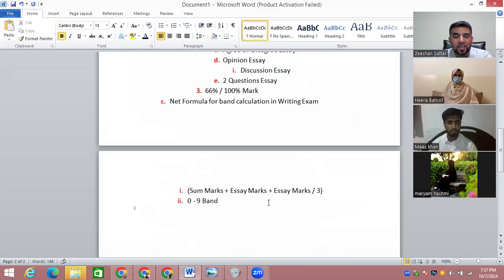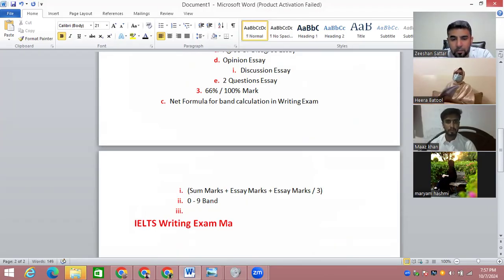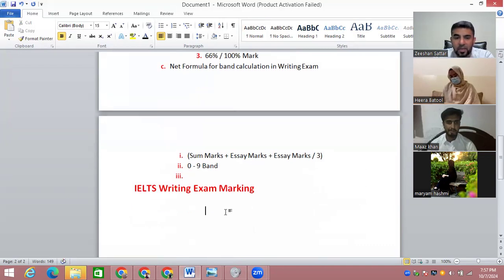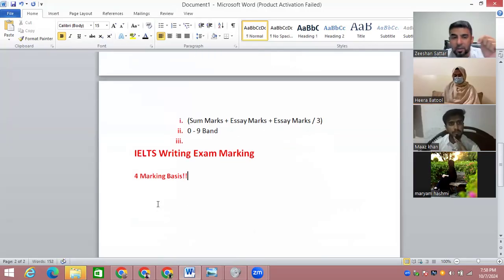So now, what we need to discuss next is the IELTS writing exam scoring, the IELTS writing exam evaluation. The good word would be marked. How is the exam marked? The IELTS writing exam is marked on 4 criteria. There are 4 marking criteria, 4 marking bases, on which the students are evaluated, and they are given the numbers.